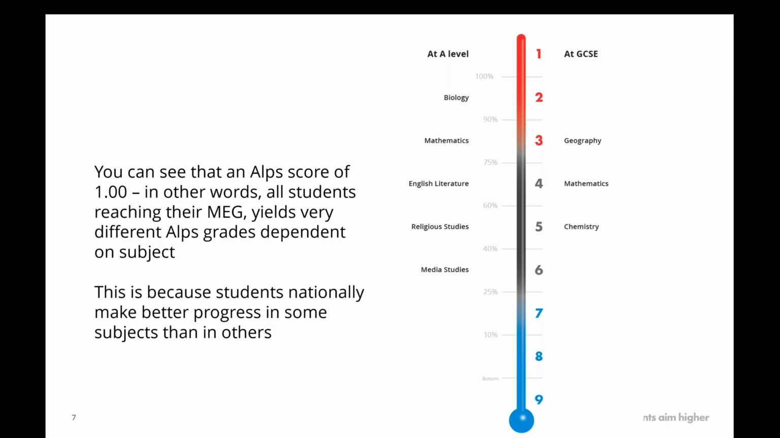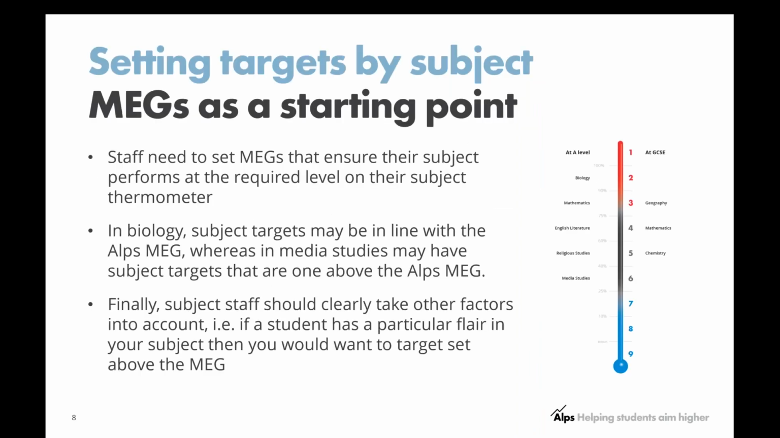Okay, so an Alps score of 1 is going to yield different Alps grades. These are the Alps grades 1 through 9. So the score of 1 is going to yield very different grades depending on the subject because of the progress that they make nationally. Got that? Right, so now I understand that as a subject teacher.